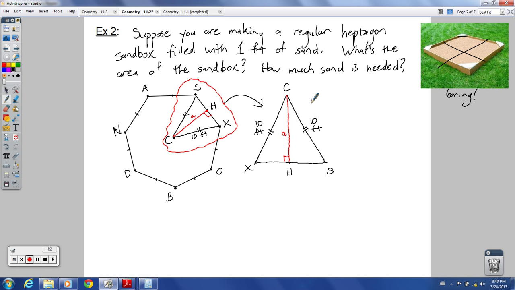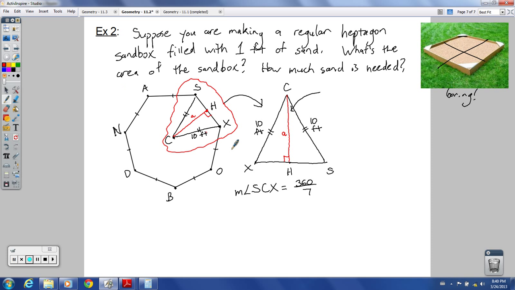But I can figure it out based on, it's going to take from a lot of different things we've learned. So this is a deeper thinking problem for sure, but I don't think it's hard. You just have to remember a couple of things that we've already done in past lessons. And so right here, if we were to find the measure of angle SCX, we would know that would be 360 divided by 7.